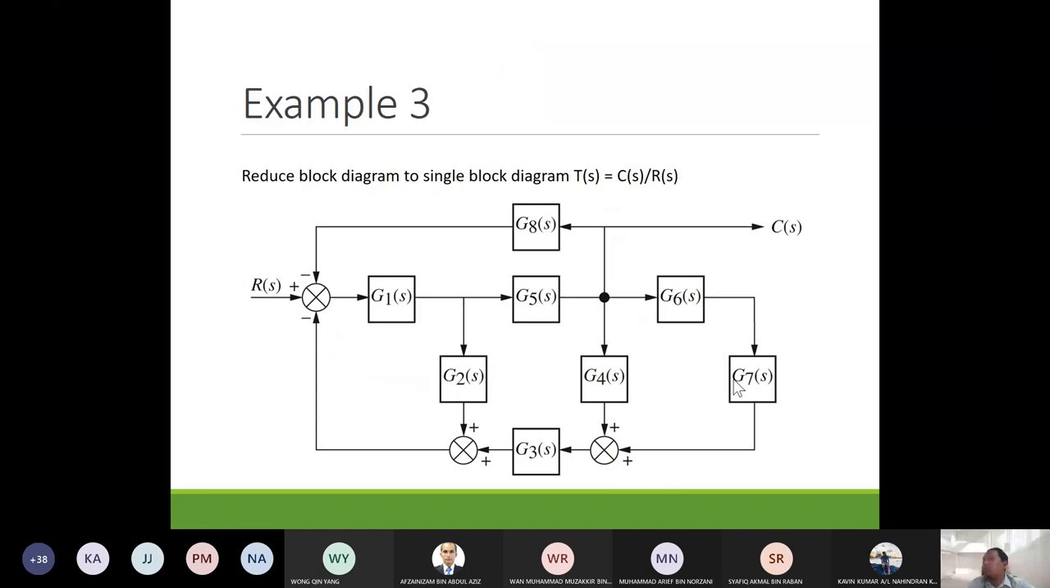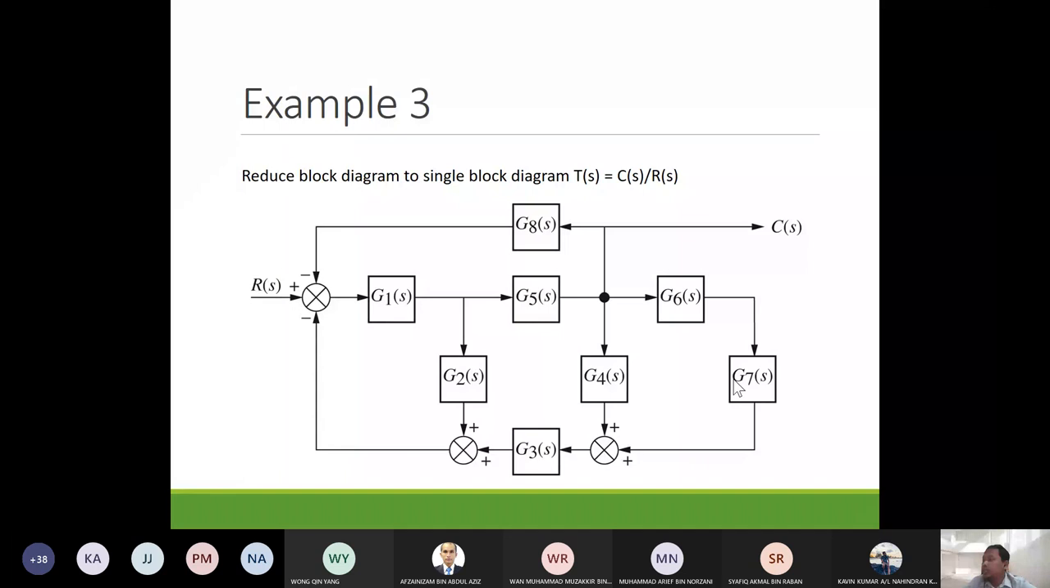Okay, so let's look at example number 3. Reduce the block diagram to a single block diagram. So you have this kind of arrangement. Seeing an arrangement like this, it feels like giving up. But don't give up yet. If you follow the steps, the rules, you can simplify the block diagram.